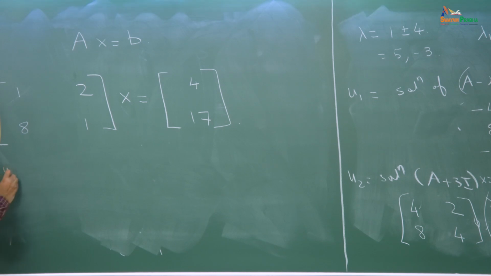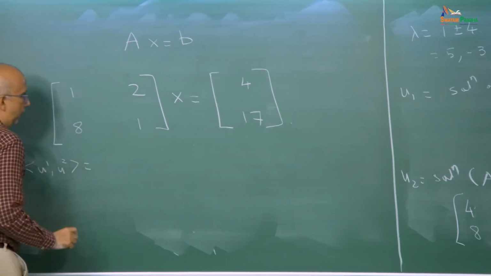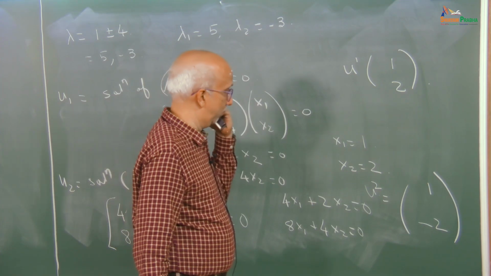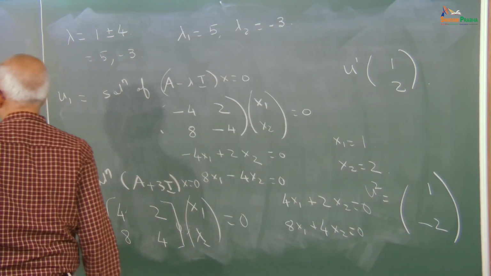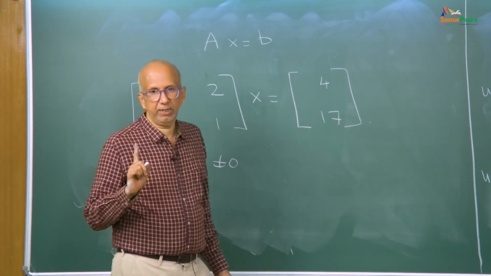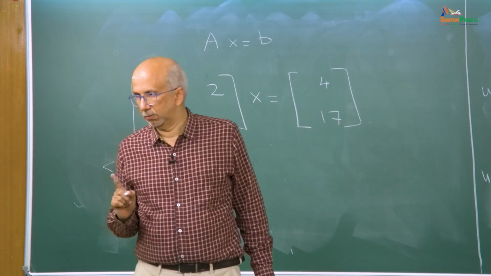What about the inner product of u1 and u2? It is 1 1 minus 4, so minus 3. This is not equal to 0. So, basically the eigenvectors are not orthogonal.